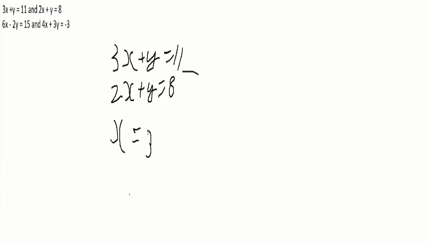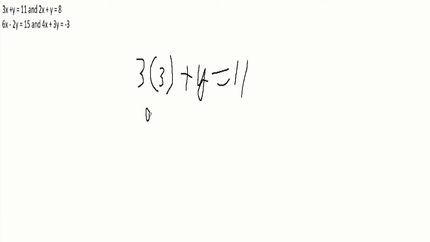So now that we have x equals 3, we can then substitute in the value of x in place of x, which is 3 times 3 is 9 plus y equals 11. So we have 9 plus y equals 11. Take the 9, leaving us with y equals 2.